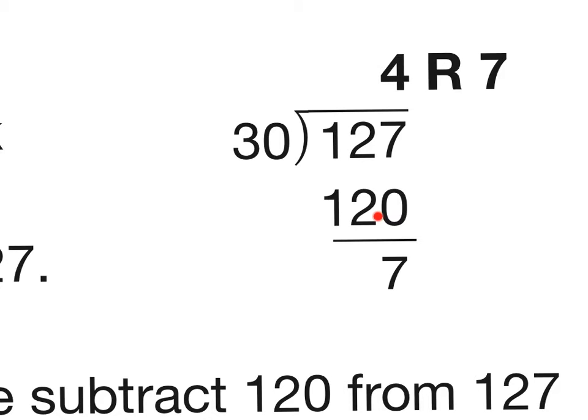4 times 30 is 120. 7 take away 0 is 7. 2 minus 2 is 0. 1 minus 1 is 0. I can't bring anything else down, so I stop and put that 7 as my remainder. 4 with a remainder of 7 is my answer.